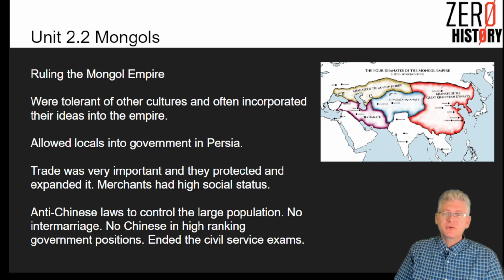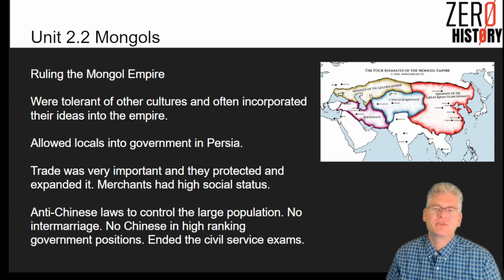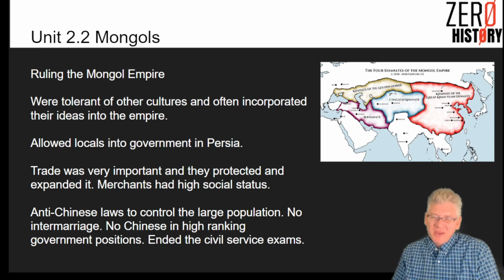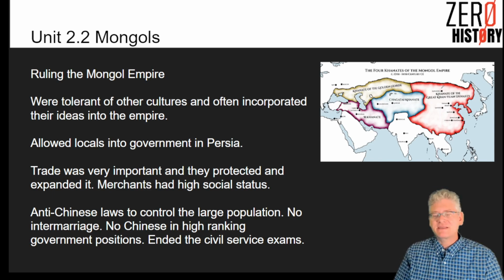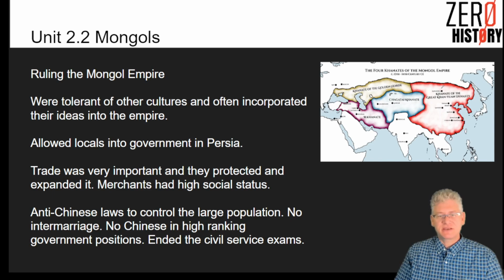Now, while they're tolerant, again, we're also going to see one of the problems that the Mongols face, which is that they are a minority trying to rule a large majority. In lots of places, that's not that big of a deal. If you go to Central Asia, there's not that many people, so the Mongols aren't that outnumbered. But when it comes to places like China, they are massively outnumbered. There are so many more Chinese than there are Mongols, and so they end up establishing some anti-Chinese laws.